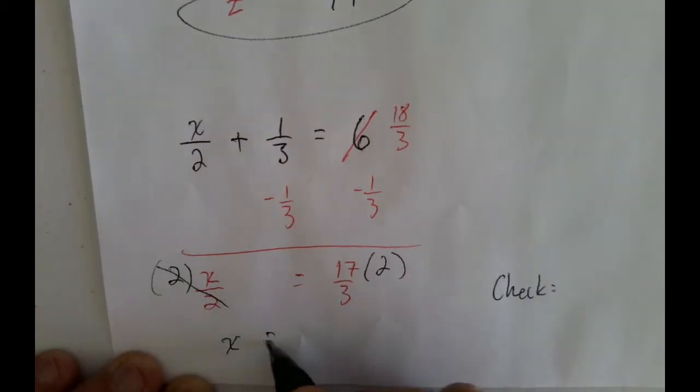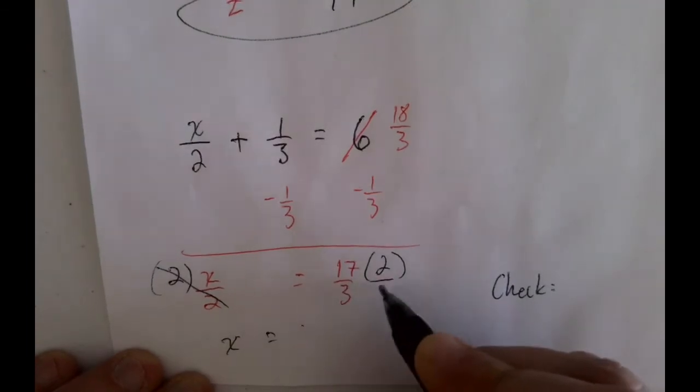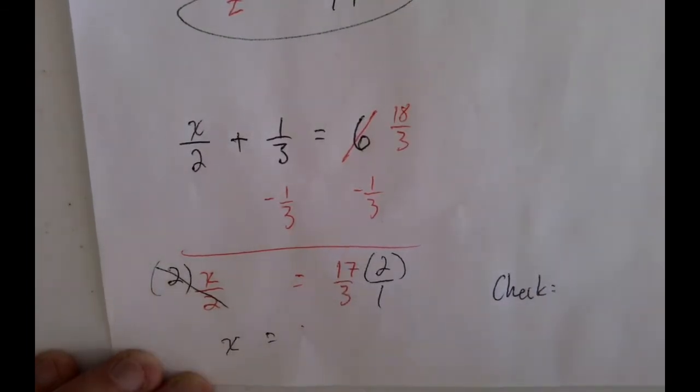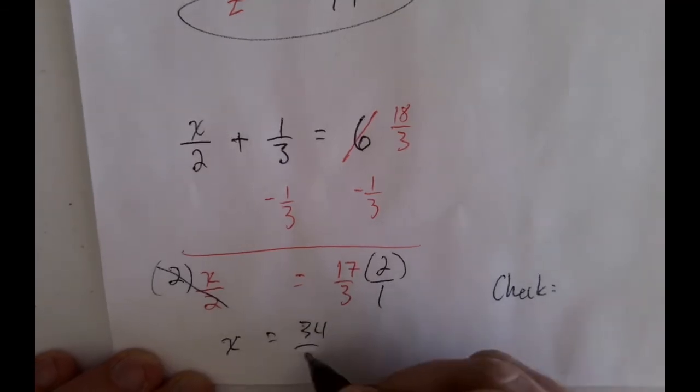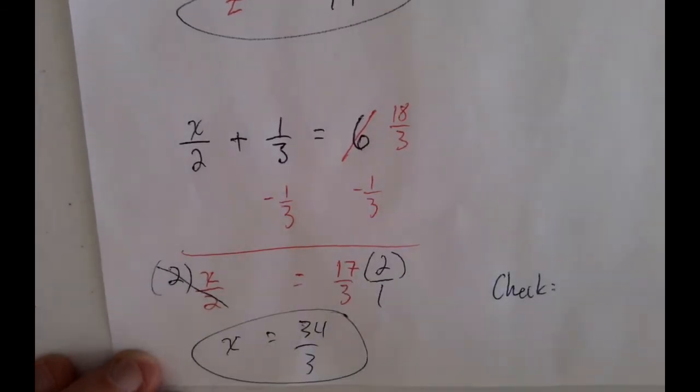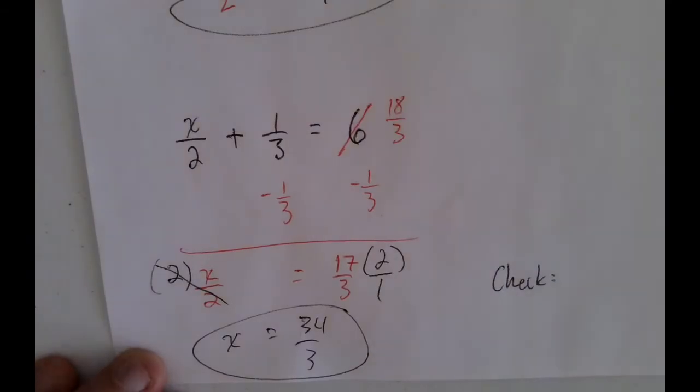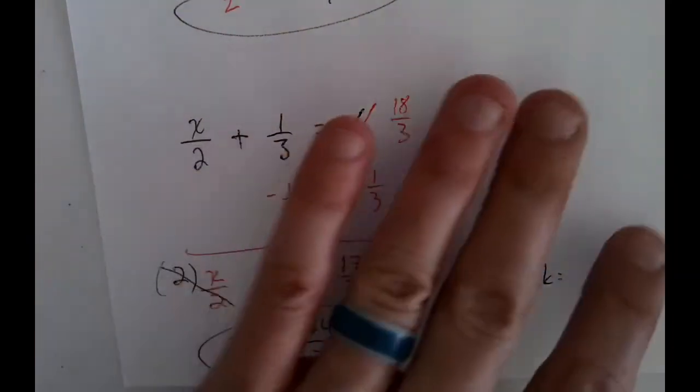X is now by itself, 17 times 2. Remember, when you multiply a fraction by a whole number, you only do the top times the top, bottom times the bottom. What bottom? Is a 1. 34/3. That does not reduce. Now we're not going to check that one for the sake of time. I don't want this video to go over 15 minutes, so I've got 2 more.